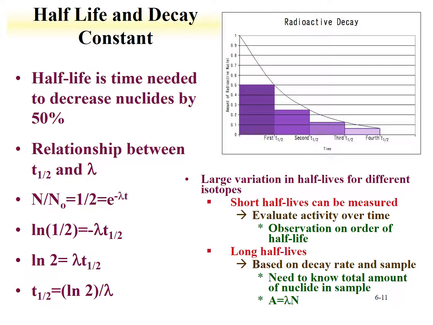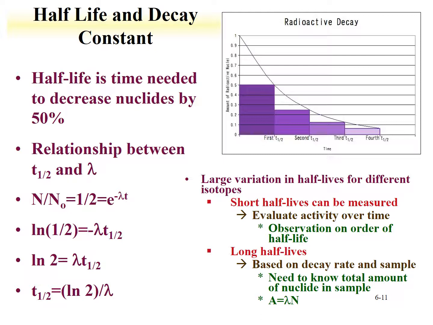So we can take this equation and rearrange it, taking the log of both sides, where the log of 1/2 is equal to minus lambda times the half-life. Well, this would be the same thing as saying log of 2 is equal to lambda times the half-life. It took an inverse of this. Same here. And now the half-life is equal to log 2 divided by lambda, and this equation can be rearranged so that lambda is equal to log 2 divided by the half-life.